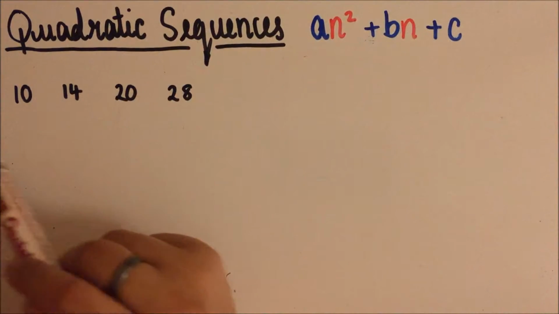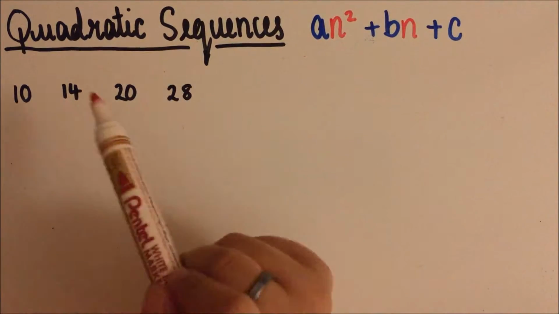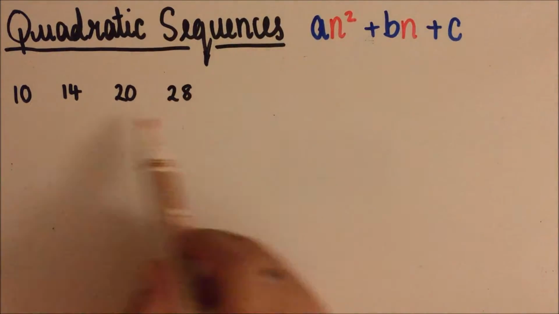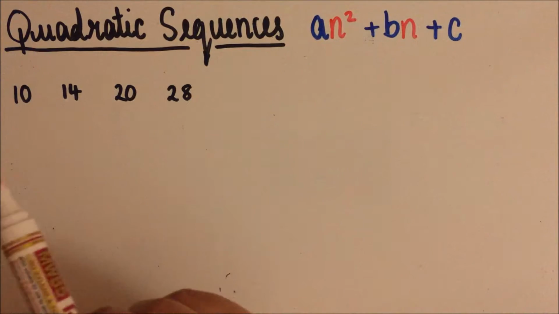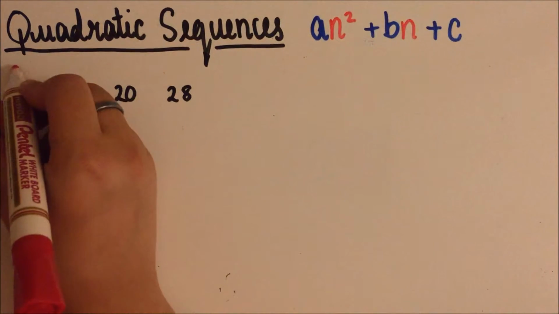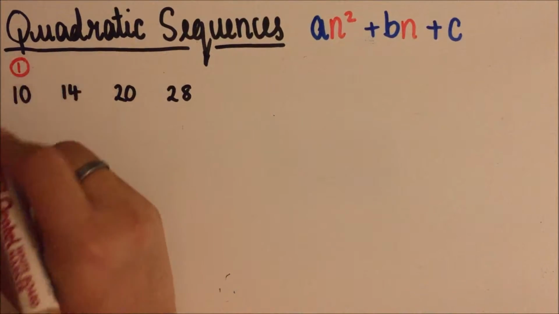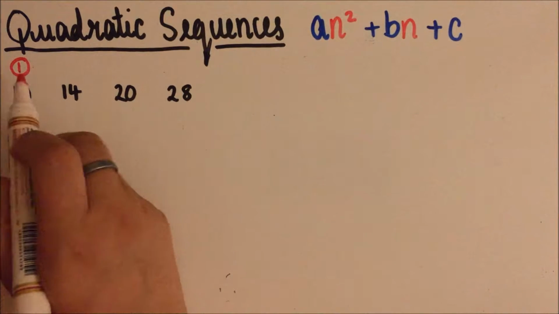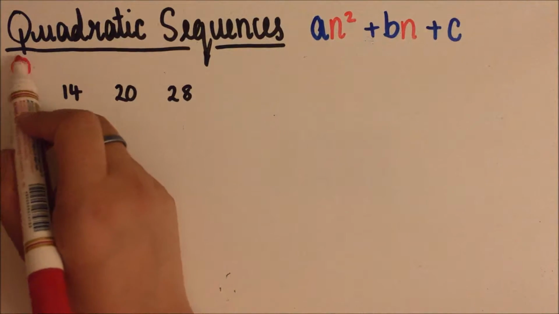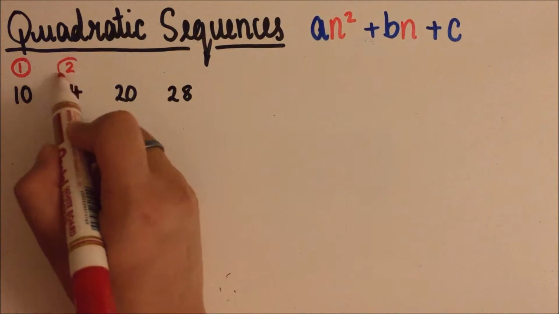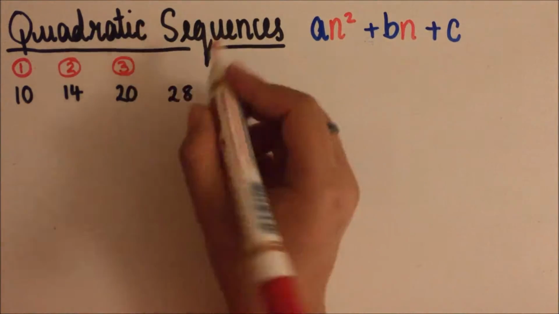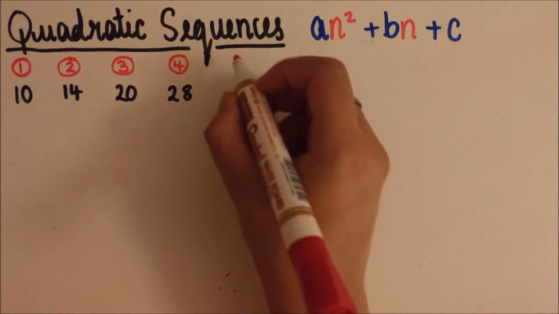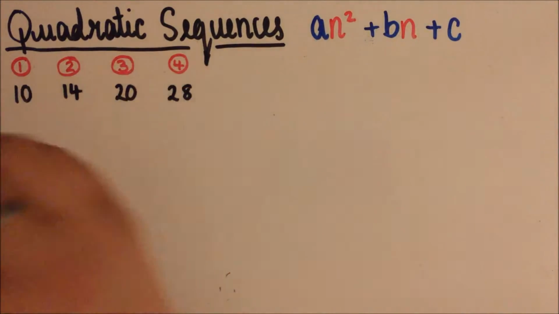So let's take a look at an example here. We've got 10, 14, 20, 28, and it will obviously go on forever. But we're just going to concentrate on these 4 for now. Step number 1 is always going to be the same as linear sequences. So always write down the term number on top of the term of the sequence. So 1 above the first term, 2 above the second term, 3 above the third term, 4 above the fourth term. If there was a fifth term, then just write 5 above the fifth term.